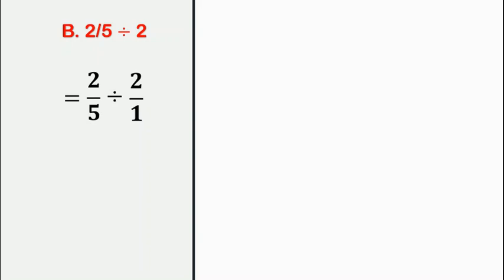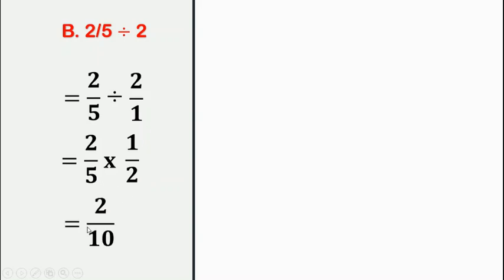The next thing we need to do is to change our division symbol into multiplication, times, and change our second fraction 2 over 1 into its reciprocal. So we have 1/2. Then we need to multiply 2 times 1, it's 2. 5 times 2, it's 10.